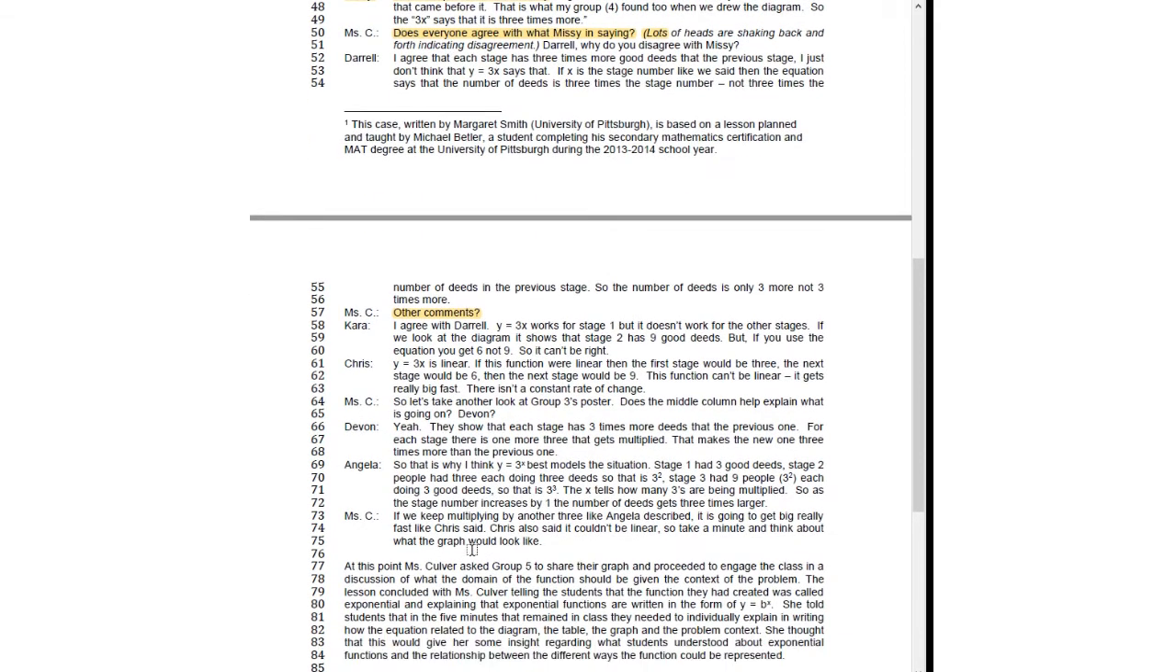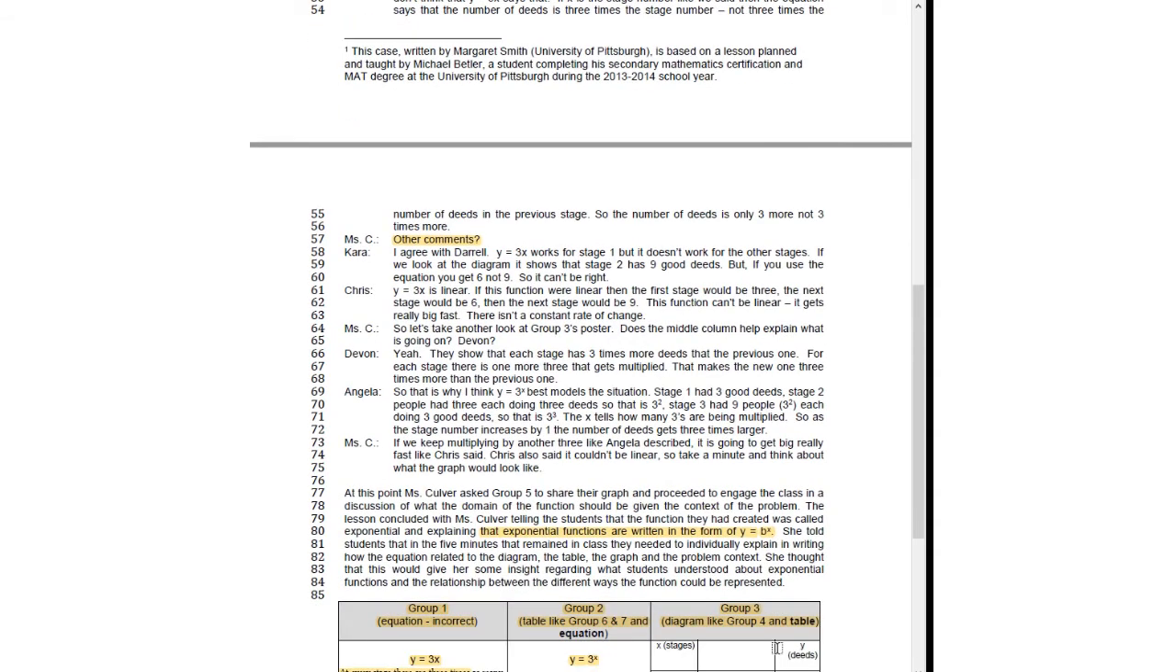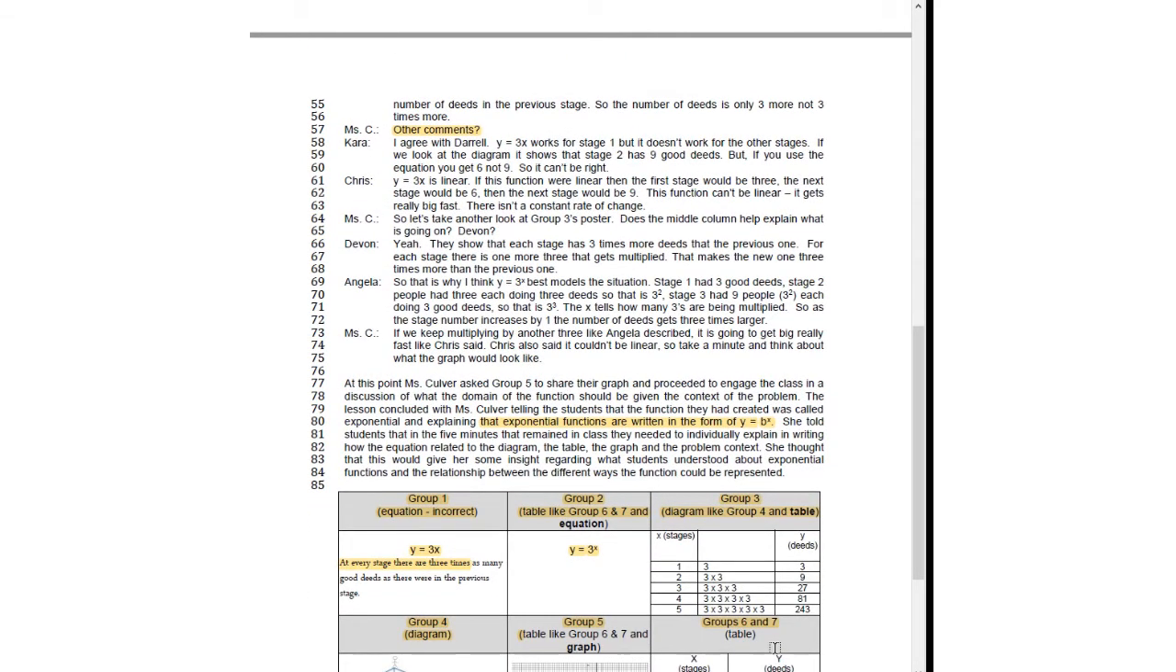And it wasn't until the end of the discussion that she told students what exponential functions were. And at the end of the lesson, she asked students to explain what the relationship was between the diagram, the table, the graph, the equation, and the context of the problem. That would give her insight into what individual students actually understood at the end of the lesson. This case demonstrated how to implement the 8 effective mathematics teaching practices.